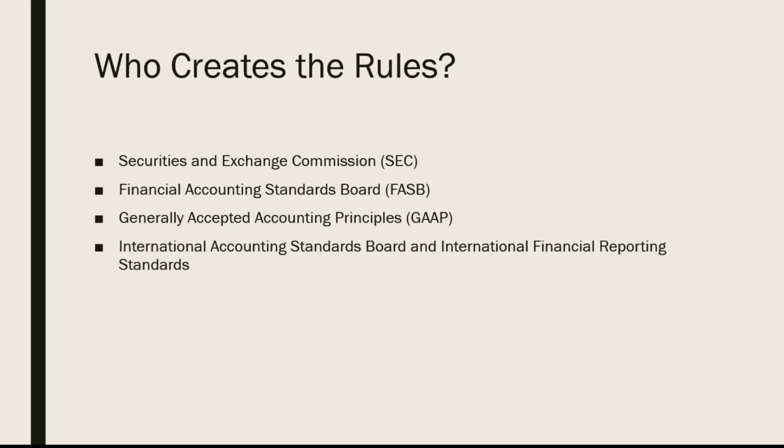GAAP. There are many other countries that use international financial reporting standards, and there are some differences between U.S. GAAP and IFRS. So we've been going through this process for, as I said, nearly 20 years to converge the two standards, which means we want to eliminate the differences. We want to eventually adopt international financial reporting standards so that we are reporting our financial information the same way that many other countries are reporting theirs.